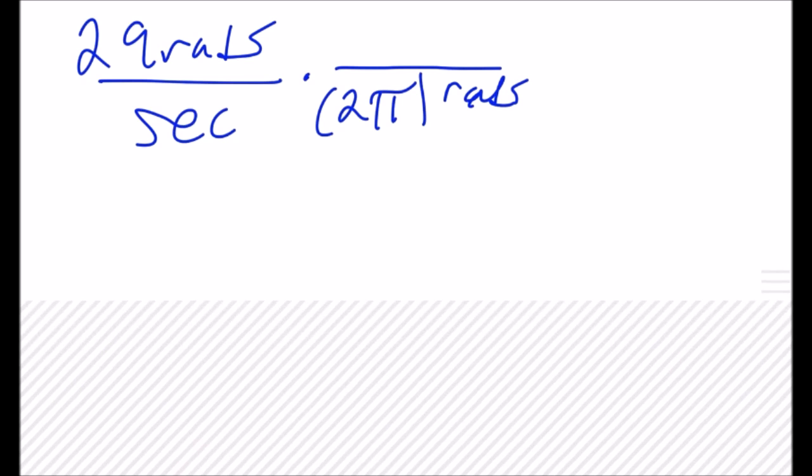If you don't put that in parentheses and you just type in 2 pi in the denominator, your calculator is going to divide by 2, and then it's going to divide again by pi. You want it to divide by the quantity 2 pi, okay? And so then on top, that's going to equal 1 revolution.